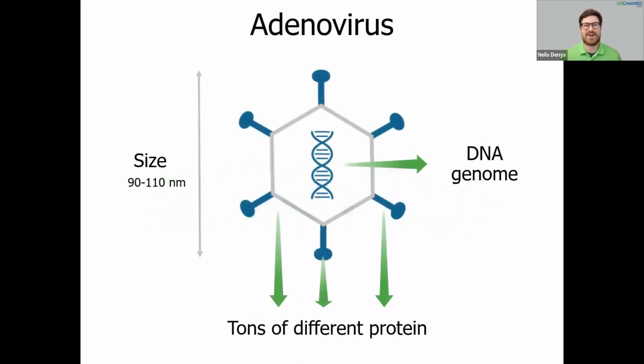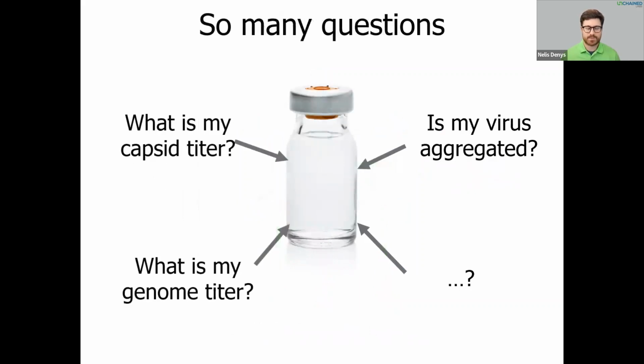So let's talk adenovirus. By most people known as a common pathogen that can, for example, cause mild respiratory symptoms or pink eye. But for anyone here joining, probably rather a viral vector that can be a great solution to fight diseases. Adenovirus is about 90 to 110 nanometers in size. It contains a double-stranded DNA genome and tons of different protein that form the viral structure.